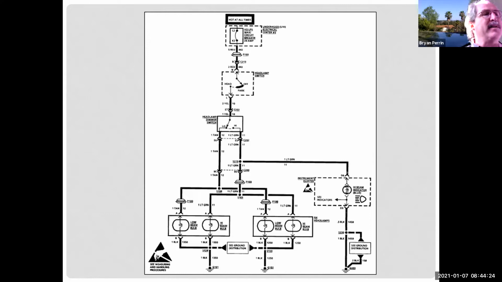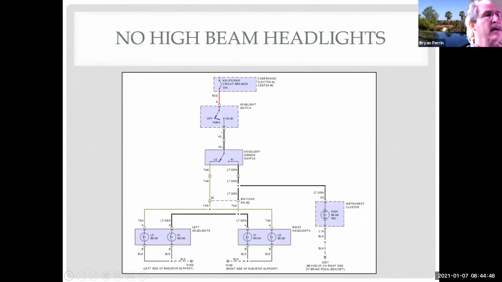I mean, it's lower resolution. But if you notice, I've got a connector number here, a splice number here, a grommet number here. It tells me to see ground distribution, meaning these two grounds are used for a lot of other things. So if I had a bad ground, I'd have more than just headlights that aren't working. So there's useful information. And if I back up one, you'll see what I'm talking about.